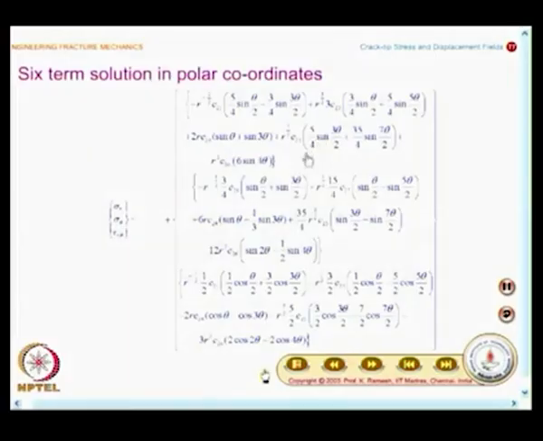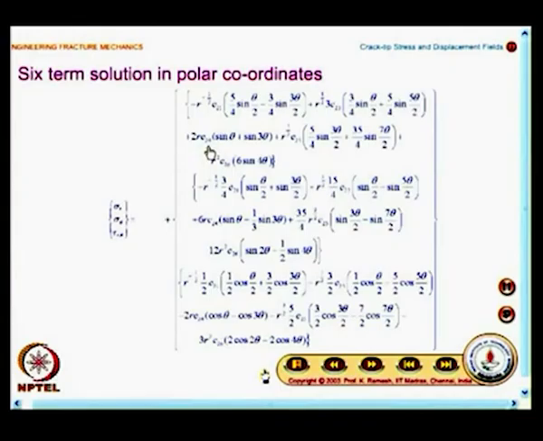Here you have to be very careful, you have to transform the polar components to Cartesian components, and you have the third term as 2r C24 sin theta plus sin 3 theta, plus r power 3 by 2 C25 5 by 4 sin 3 theta by 2 plus 35 by 4 sin 7 theta by 2, plus r squared C26 6 sin 4 theta.